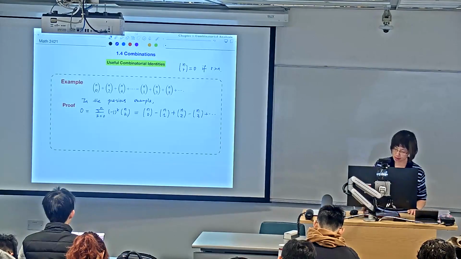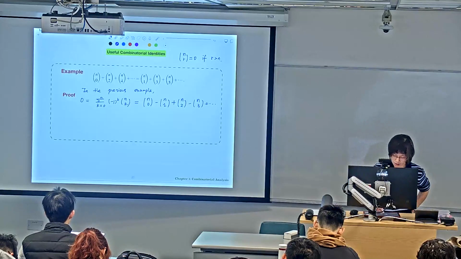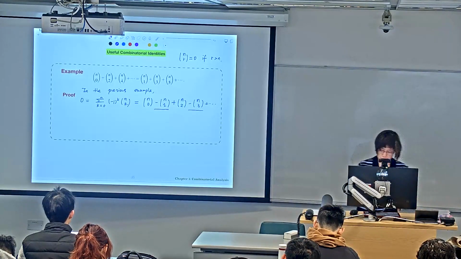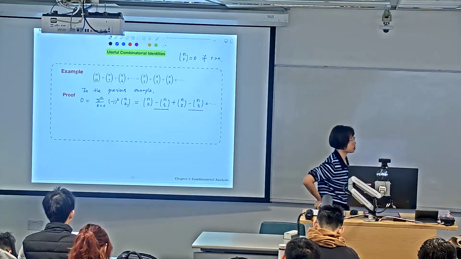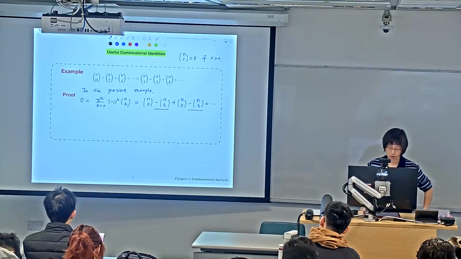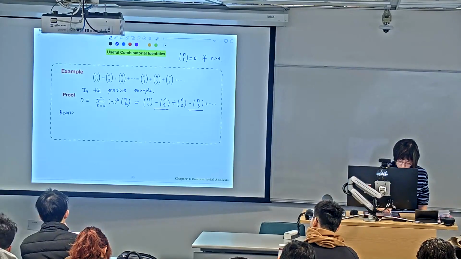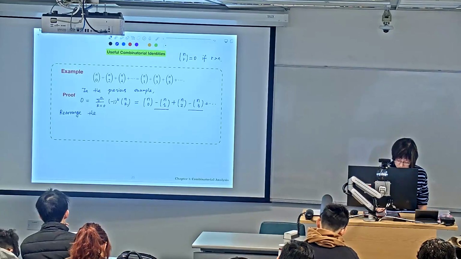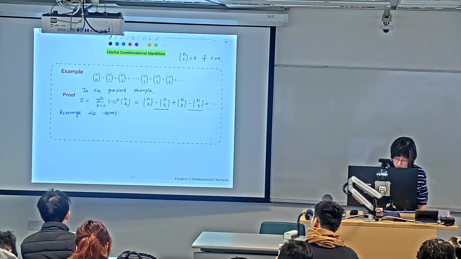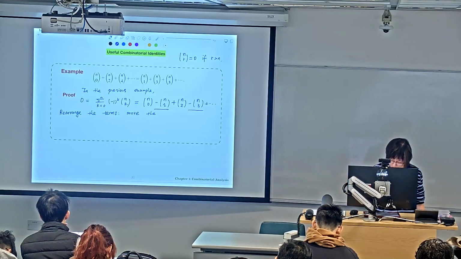You can see that we have the minus n choose odd numbers with the positive n choose even numbers. This together equals 0. So we just rearrange the terms. Move the negative terms on the left-hand side to the right-hand side to prove the identity.